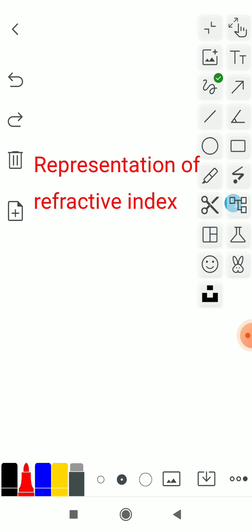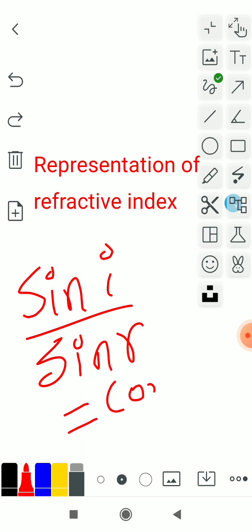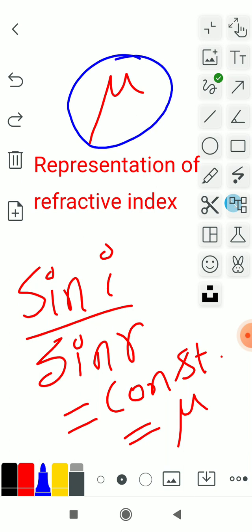In the last part we discussed Snell's law, that is, the laws of refraction. There we saw that the ratio of the sine of the angle of incidence to the sine of the angle of refraction, sin i by sin r, is a constant. It is denoted by the symbol mu, which is commonly known as the refractive index. Now, what is actually refractive index?